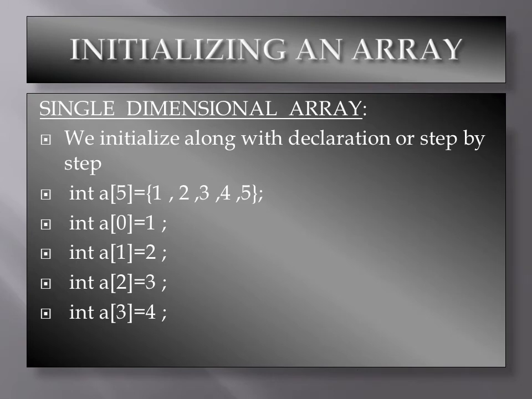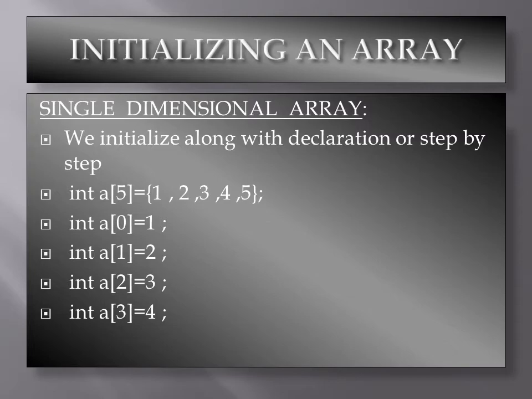Initializing an array. This is how we initialize a single dimensional array when we want to initialize it along with declaration. Either we can do it in one step or step by step. Here int a[5] = {1, 2, 3, 4, 5}. Initialization is done with the declaration. But if you check the next few lines, you notice that step by step each index is initialized. That is, after declaration you initialize each index. This is the case of a single dimensional array.